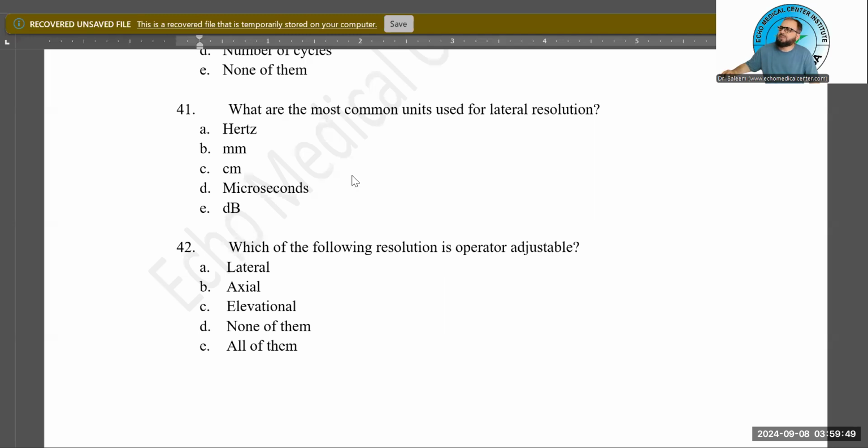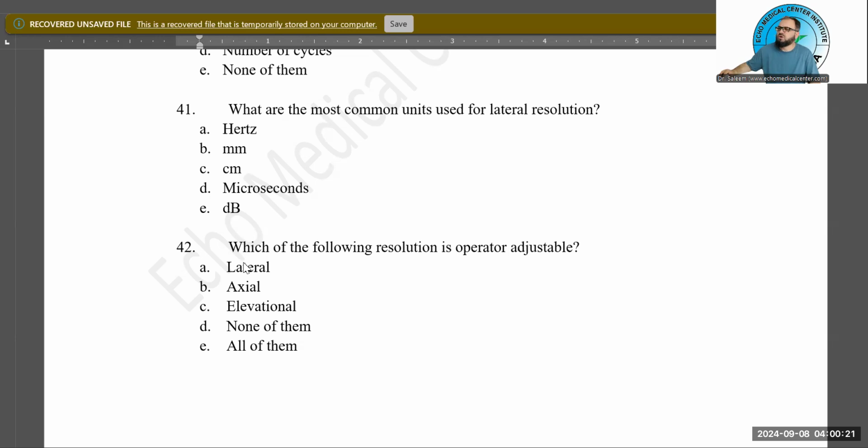The question is, what are the most common units used for lateral resolution? Which one is the correct answer? Is it hertz, millimeter, centimeter, microseconds, or decibels? It's a millimeter because it's the diameter of the beam. So beam diameter will be measured. That's like you're looking for a length of something. So that is millimeter. Also some books will say centimeter, but the question is asking most common units. The most common is millimeter, keep in mind.